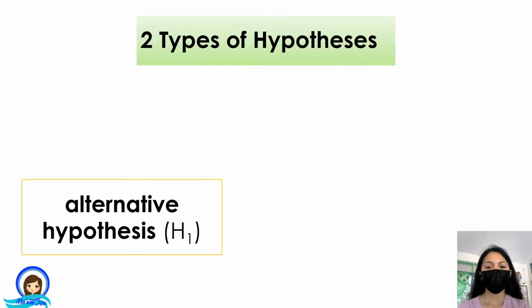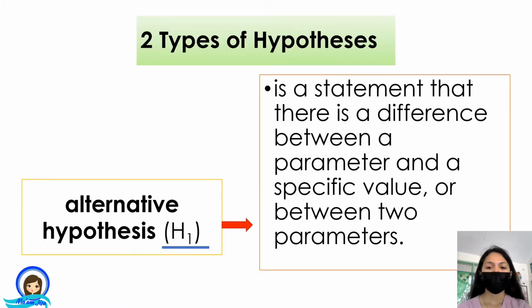The second type of hypothesis is the alternative hypothesis, and in symbol that is H sub 1. So for null hypothesis, that is H sub 0, while for alternative hypothesis, that is H sub 1. Alternative hypothesis is a statement that there is a difference between a parameter and a specific value, or between two parameters. So one thing that you should remember between the two hypotheses is that for null hypothesis, there is no difference between the two, or the two measures are equal. But for alternative hypothesis, there is a difference between two values. One could be greater than the other value.